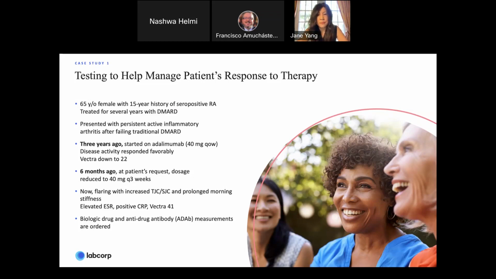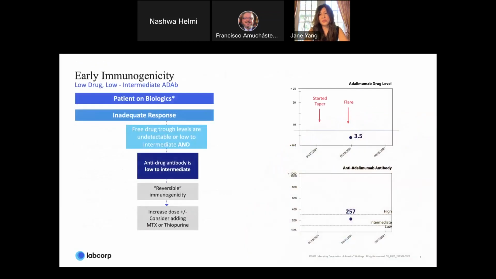Should you just put her back on every other week dosing? Should you add methotrexate? Or is it time to switch the biologic? And then switch to what? Another TNF? Or a different type of biologic altogether, like ustekinumab? You order a biologic TDM, and this is one possible set of results.